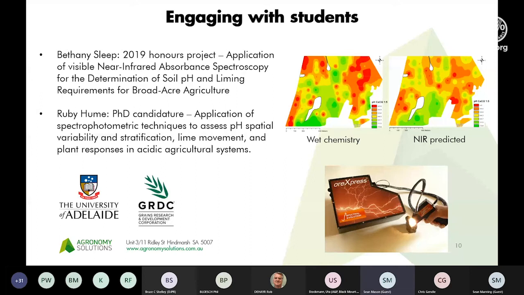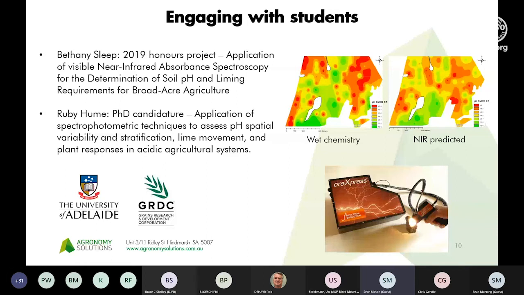I suppose lastly, we have touched base as agronomy solutions with students. So it's a perfect opportunity with this NIR to touch base with students and help out on some projects. One honours project last year was looking at precision ag style applicability of this NIR instrument to determine soil pH and then also liming requirements. So we know we can look at pH, but liming requirements also factor in texture and organic carbon, which IR can do quite well.